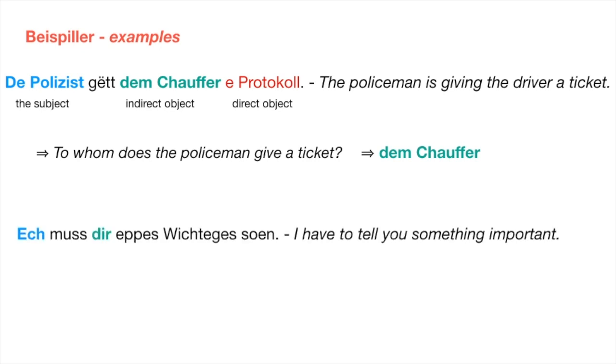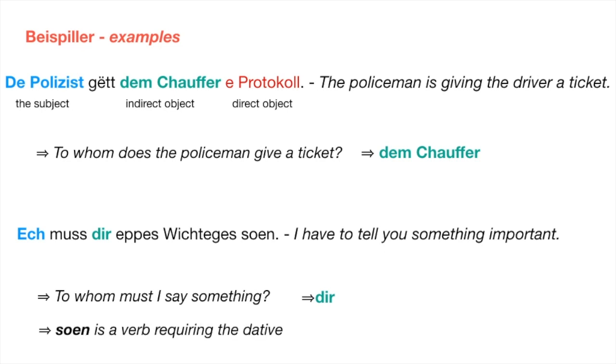Ich muss dir etwas Wichtiges sagen. I have to tell you something important. Now, to find out what the indirect object is, or if there is an indirect object, you have to ask the question, wem muss ich etwas Wichtiges sagen? So, to whom must I say something important? Well, dir. This means to you.